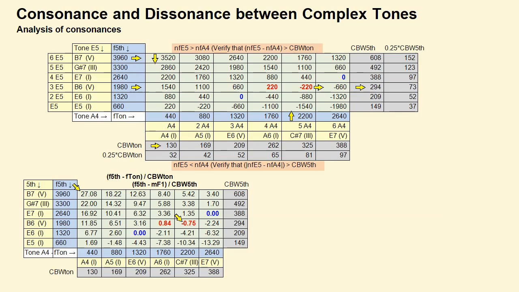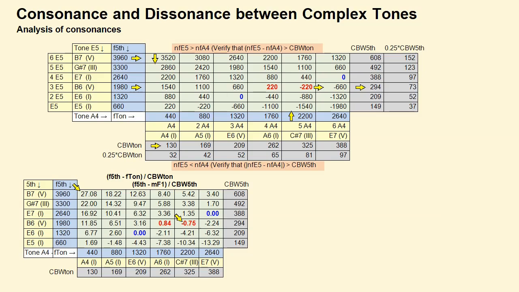For the B6 and C#7 pair, there is a frequency difference of -220 Hz and a critical bandwidth of 294 Hz, corresponding to the B6, lower frequency, on the right side of the difference table. The ratio between these values is given by the value -0.75 indicated in the bandwidth fraction table.